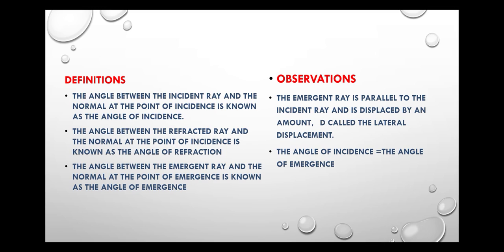The angle between the incident ray and the normal at the point of incidence is known as the angle of incidence, and the angle between the refracted ray and the normal at the point of incidence is known as the angle of refraction. The angle between the emergent ray and the normal at the point of emergence is known as the angle of emergence. The emergent ray is parallel to the incident ray and is displaced by an amount d called the lateral displacement, and the angle of incidence is equal to the angle of emergence.